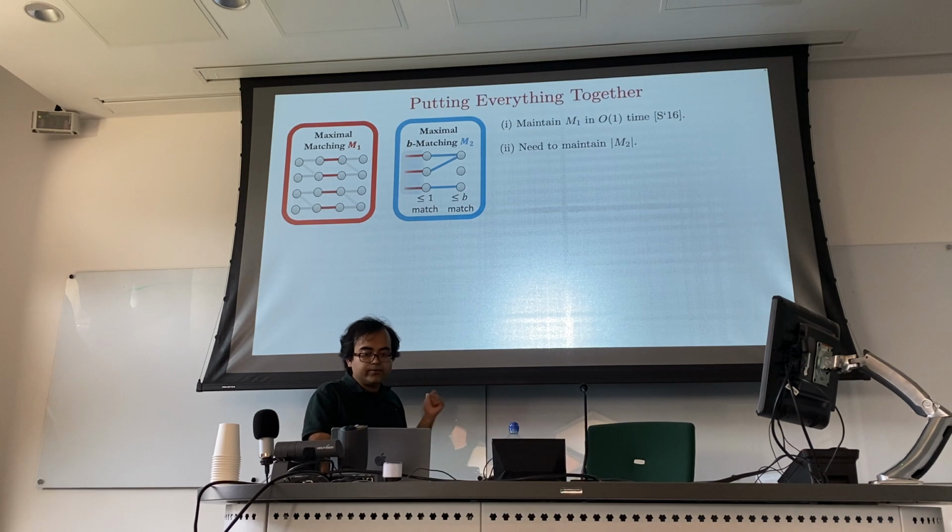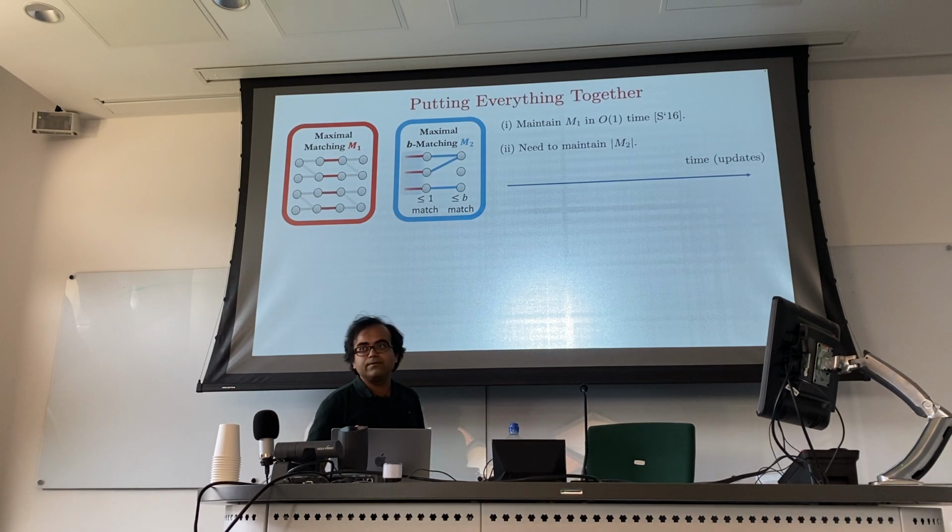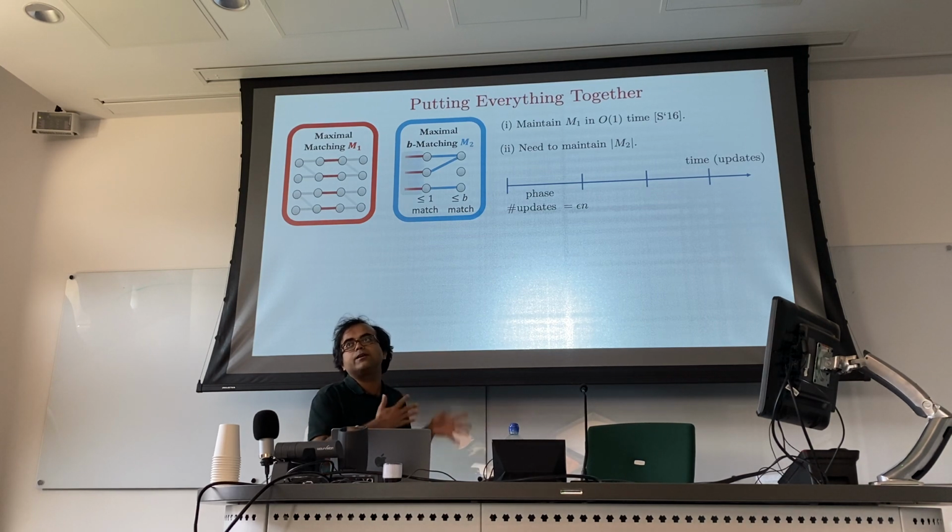So to put everything together, the main challenge is to maintain the size of M2. So again, just think of the time axis as a sequence of updates. We will again work in phases. Now each phase will last only for epsilon n updates, n being the number of nodes.